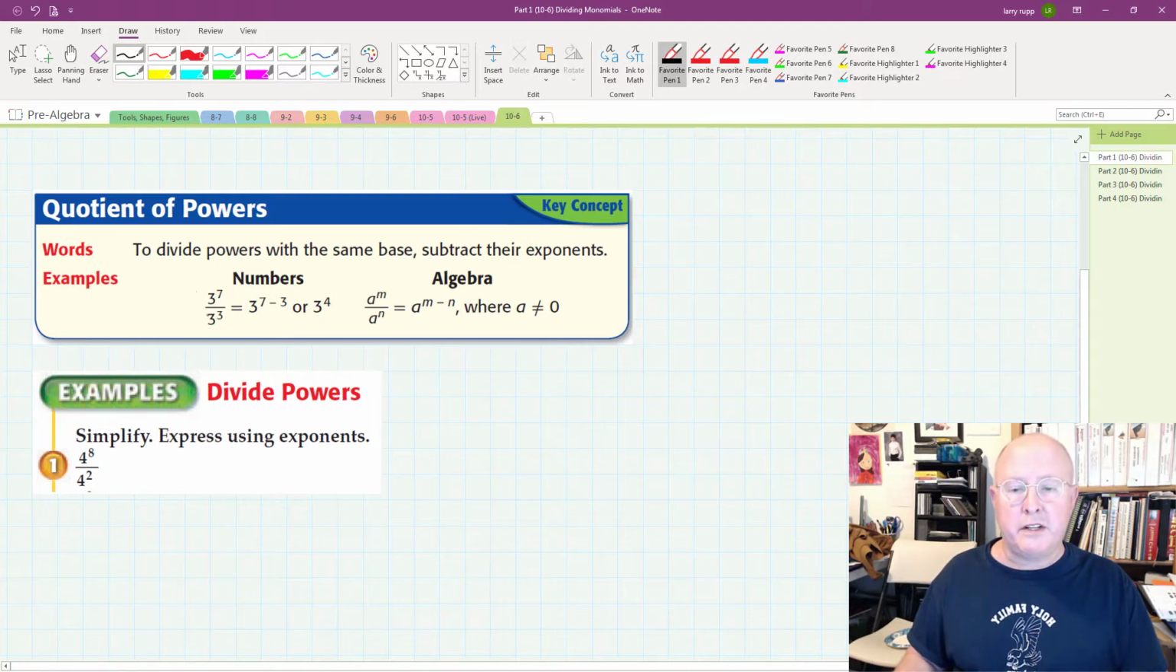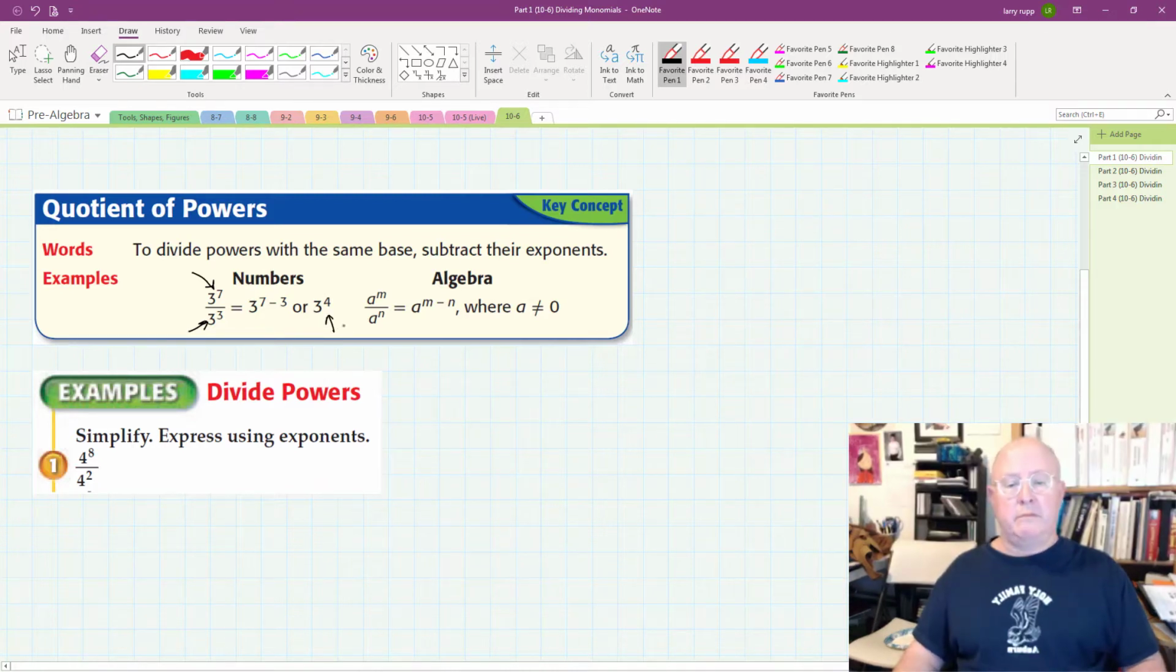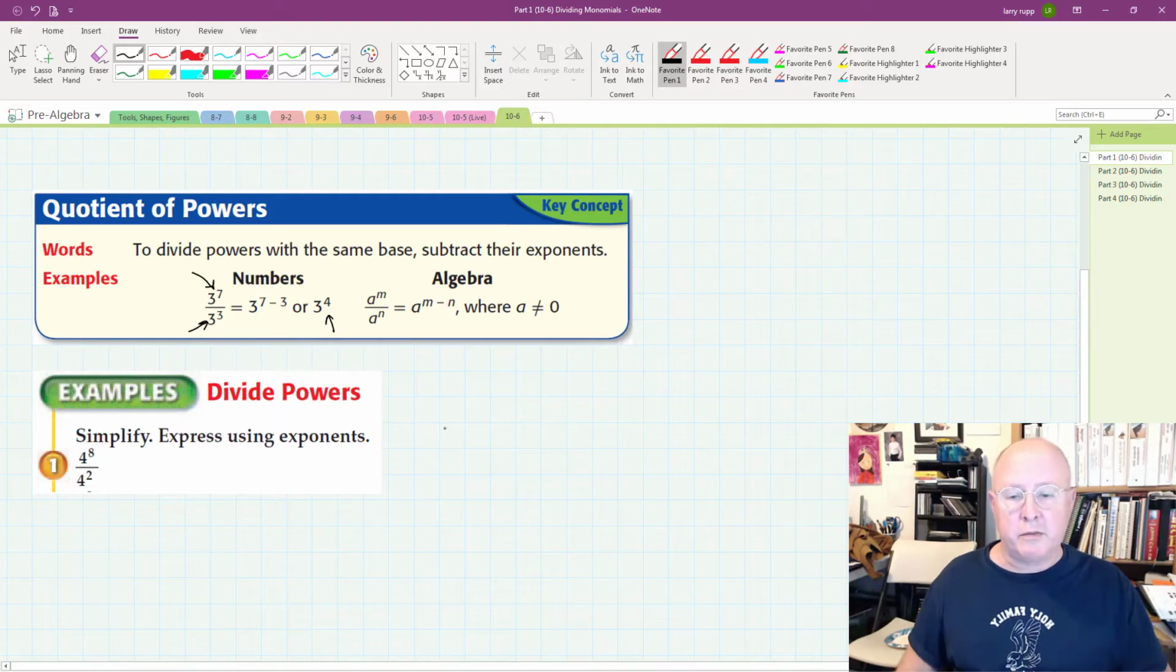They use 3 here: 3 to the 7th divided by 3 to the 3rd, which is 3 to the 7 minus 3, or 3 to the 4th. That brings us to our first problem, example 1, on page 550. It says simplify these and express it using exponents.